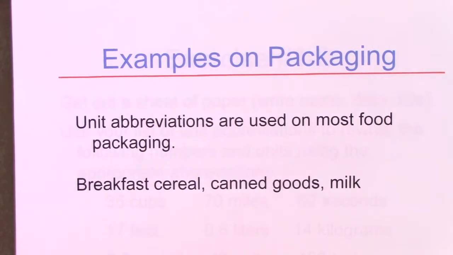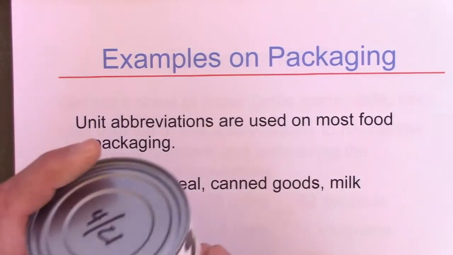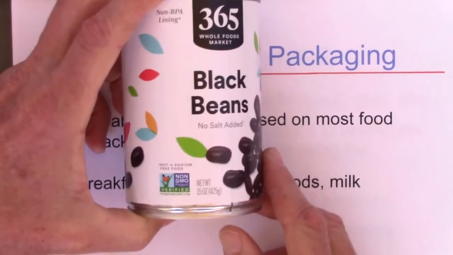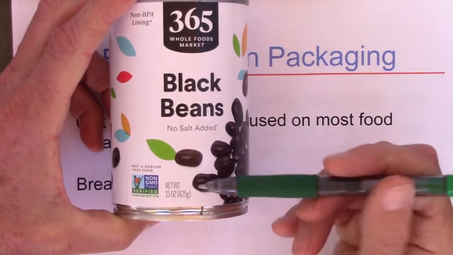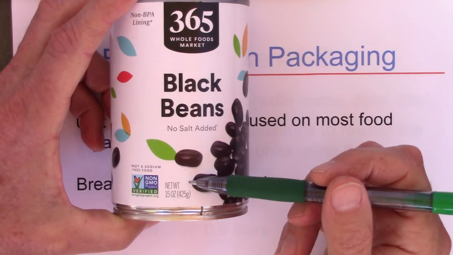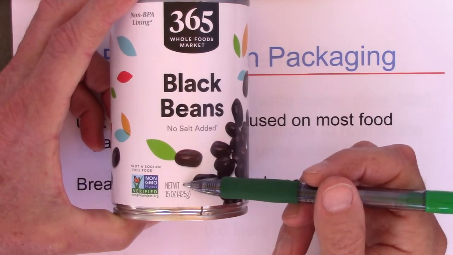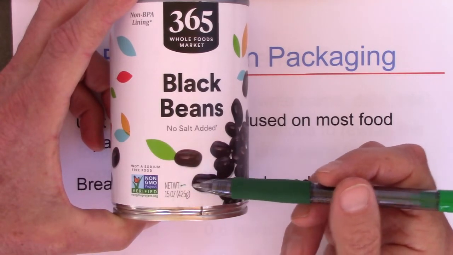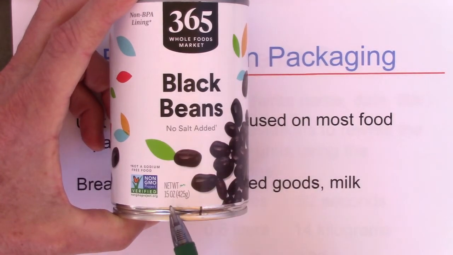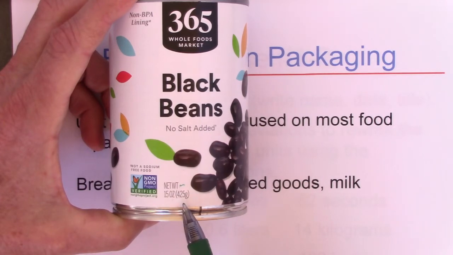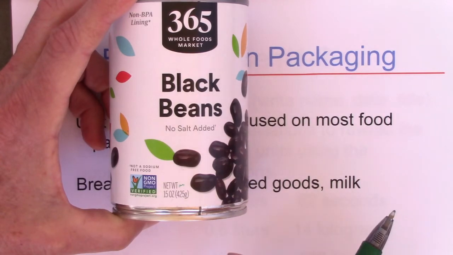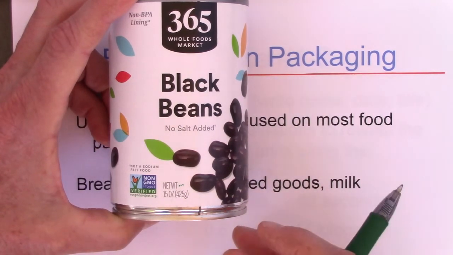So unit abbreviations are used in packaging for food. For example, here's a can of black beans, and we see the term net weight, NETWT. WT stands for weight, and it shows 15 OZ, so that's ounces. That's a weight measure in the U.S. system. And in parentheses, 425 G, that's the measure of weight in the metric system. So both of them are represented on this can of black beans.